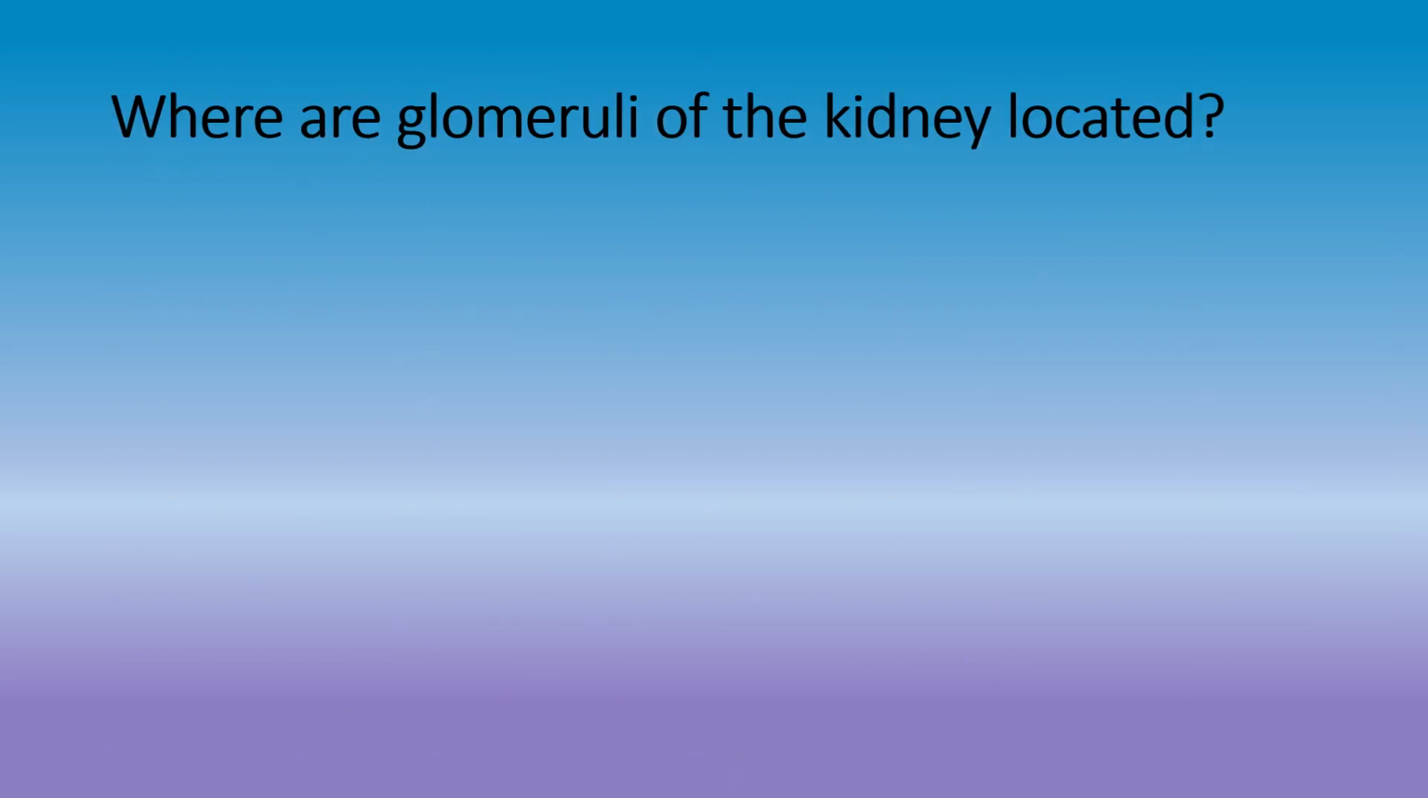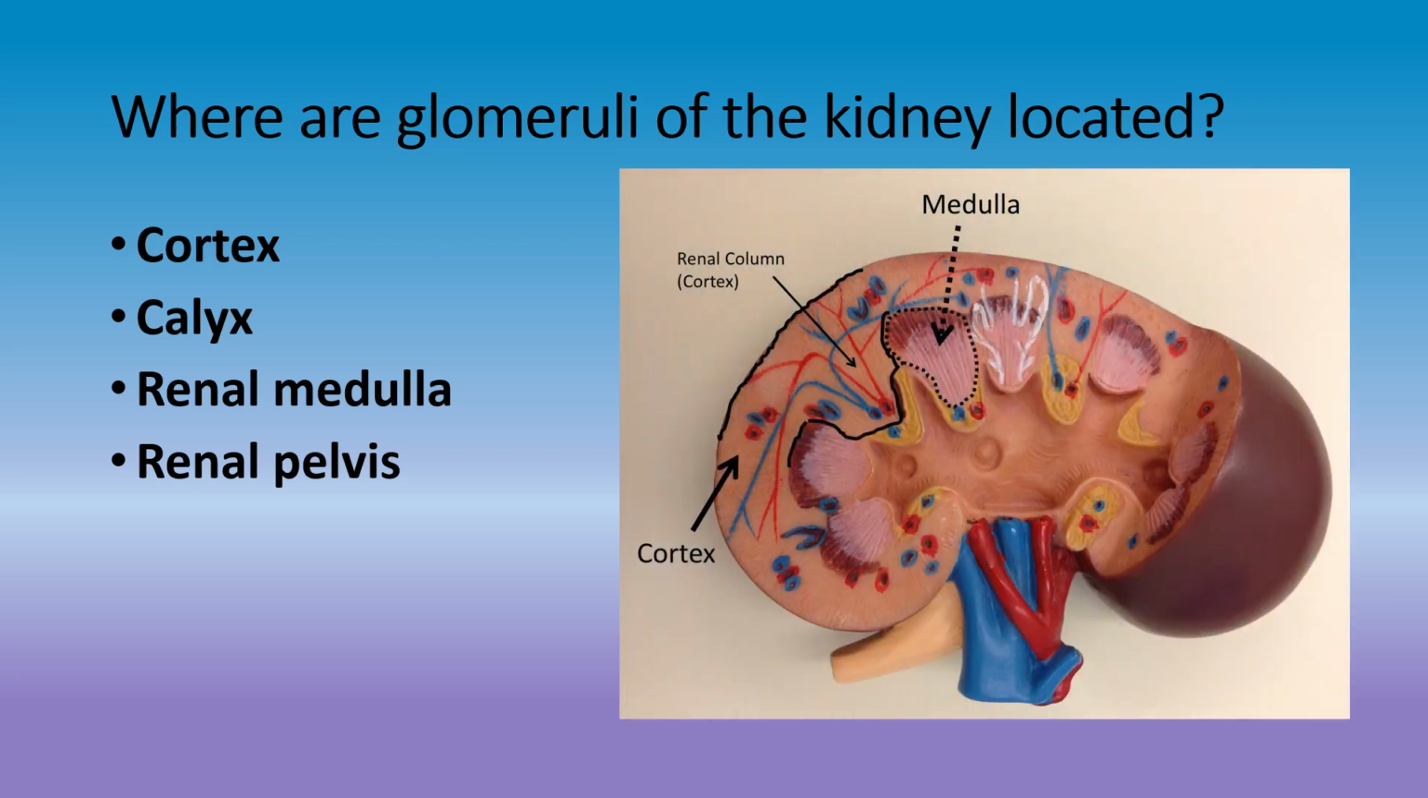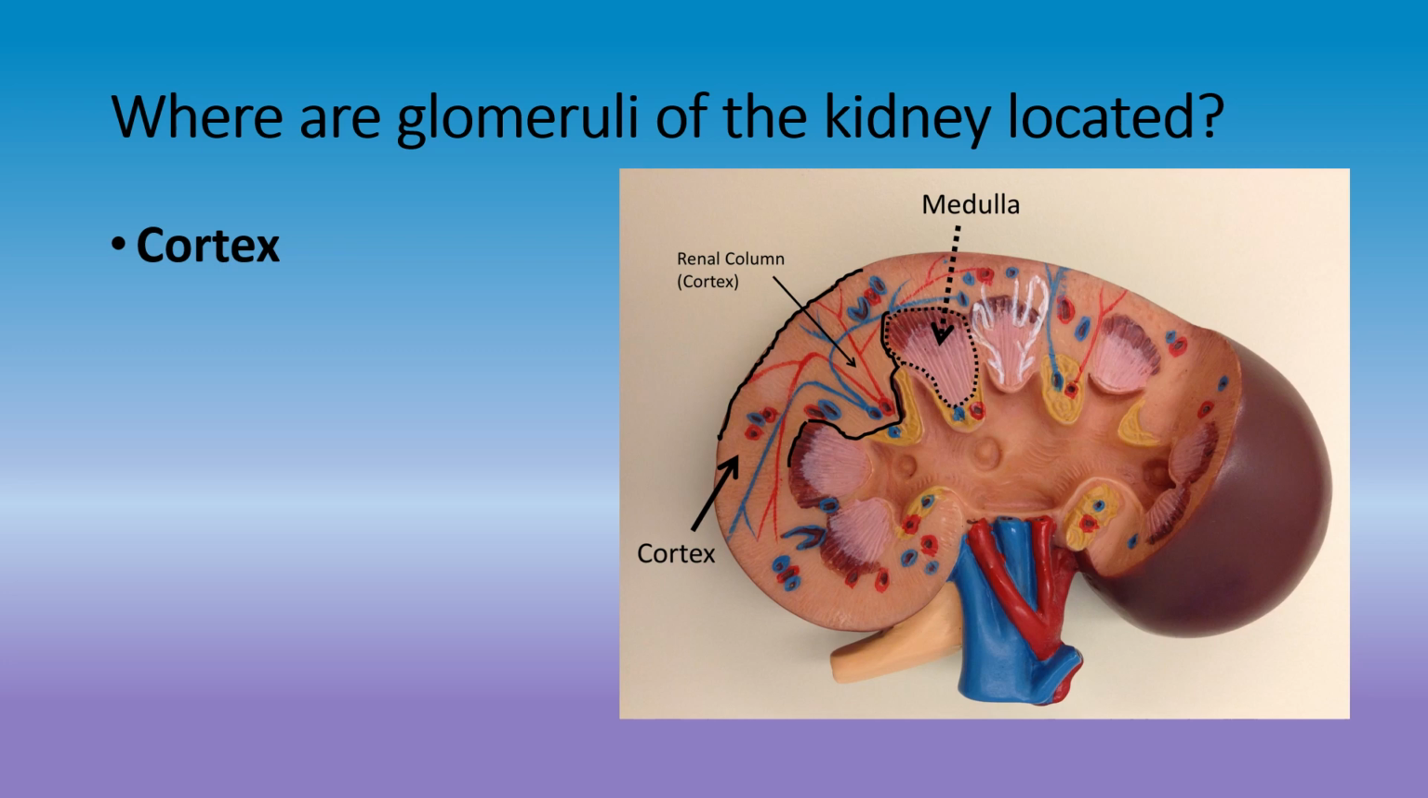Next question. Where are the glomeruli of the kidneys located? Is it in the cortex, calyx, renal medulla, or the renal pelvis? And the answer is it's in the cortex. The cortex of the kidney provides a space for arterioles and venules from the renal artery and vein. It aids in the perfusion of the nephrons of the kidney.